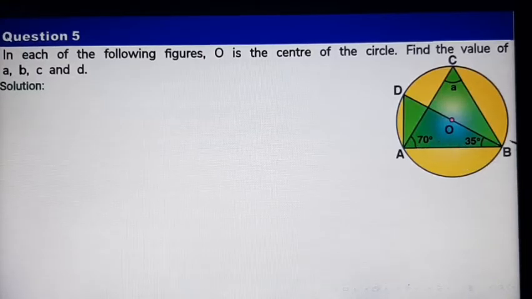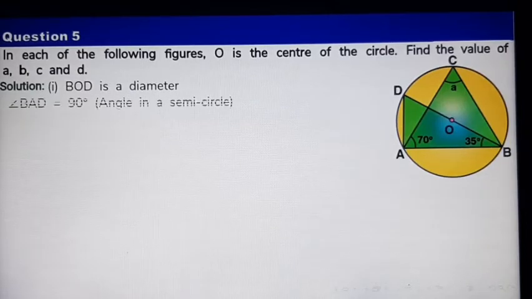Now we see that this AB is the segment. The angles formed by this segment are this angle and this angle. If we are able to find this angle, then we are done, because both angles are going to be equal to each other. BOD is the diameter, we know that. So BAD will be 90 degrees, because the angle in a semicircle is 90 degrees. So this angle BAD is 90 degrees. This is 90 degrees and this is 35 degrees. So we will be able to find this angle also.